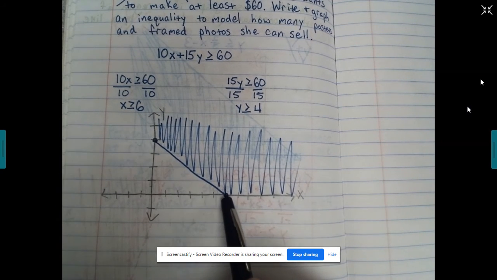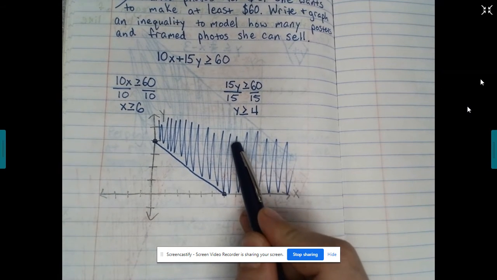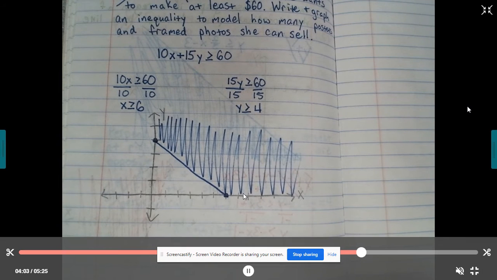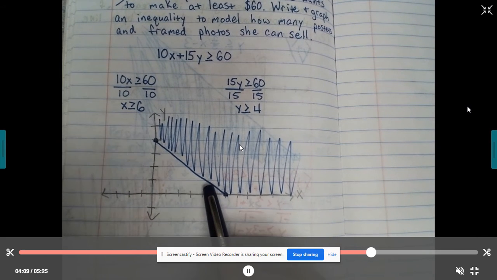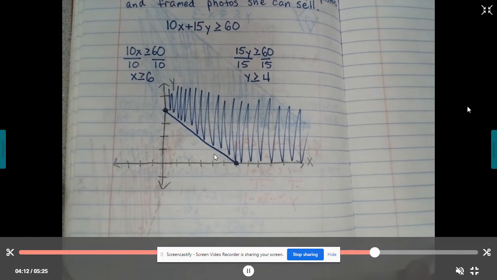What if she sold 7 posters and 4 photos? Well, the point 7, 4 is there very easily. 7 posters here and 4 photos right here. It's very easily seen that that's part of the solution. It's in the shaded region. But what if I said 4 posters and 1 photo? See where 4, 1 is?